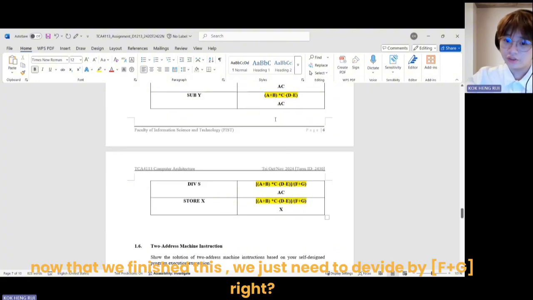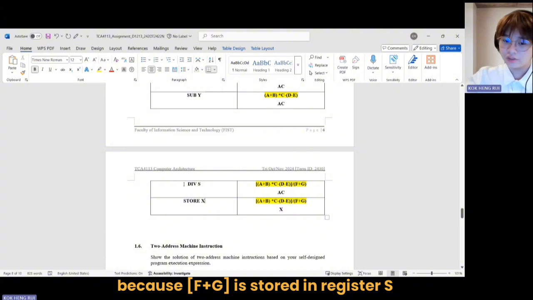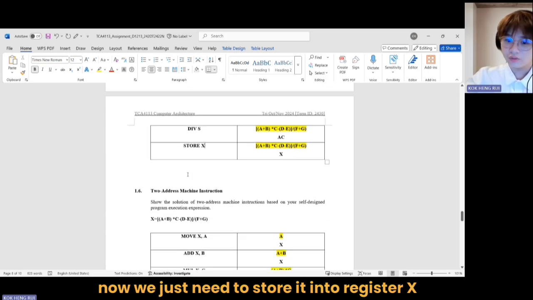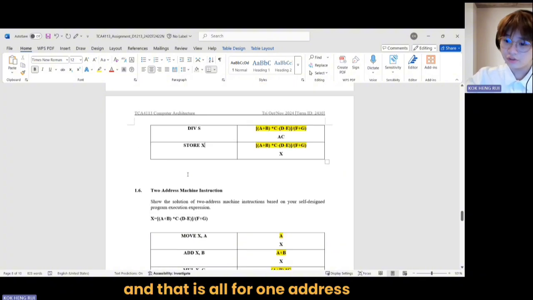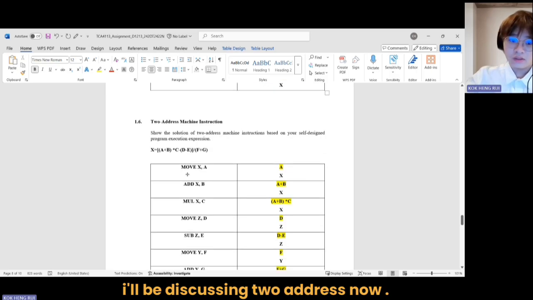Then we just need to divide by F plus G. F plus G is already stored in register S, so we just divide S, which is to divide F plus G. Now we store it into register X, and then we finish the equation. Then we finish 1 address machine instruction. That is all for 1 address, and then I'll be discussing 2 address now.